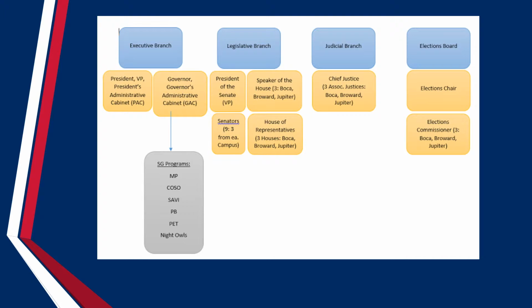Next, we have the judicial branch. There is the Chief Justice and the 3 Associate Justices, 1 from each campus. They deal with student conduct, statutes, and constitutional revisions. Next, we have the Elections Board. The Elections Board is composed of many people: the Elections Commissioner and the Elections Chairs, 1 from each campus again. There are 2 elections, 1 in fall that deals with the House of Representatives and the senators being elected. Then we also have the spring election, which is where the president, vice president, and governors are elected.